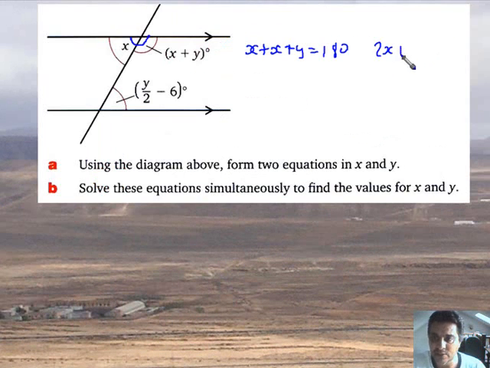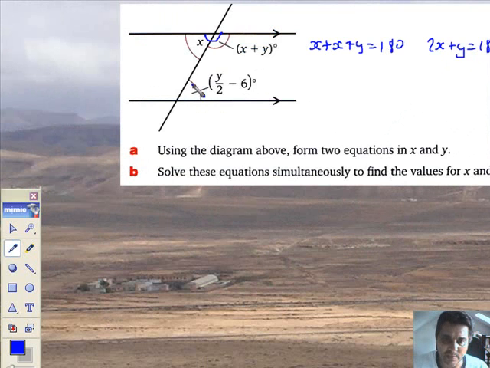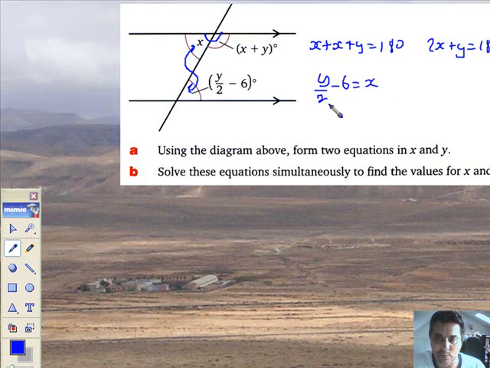In other words, 2x plus y is 180. Alright, that's the top one. Now look at this one here. This is quite nice, this one. Here we have an alternate angle. So x and half y minus 6 are the same. So here's my next equation: y divided by 2 minus 6 equals x.